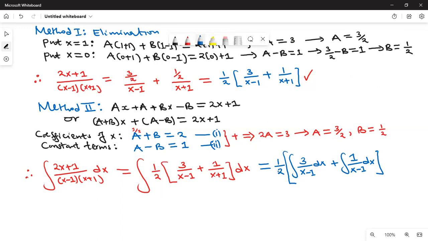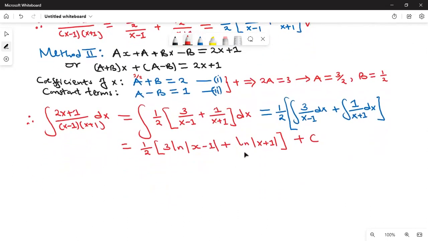So now you know the techniques of integration. When you integrate 3 over x minus 1, you're going to get 3 ln x minus 1. So our answer is 1 over 2, and inside the bracket, we have 3 ln of x minus 1, plus the other one you get, remember here it was a plus. So let me change it. This was a plus, the second fraction. So that will be ln of x plus 1. And remember, don't forget to write the constant c of integration. So that is your answer.